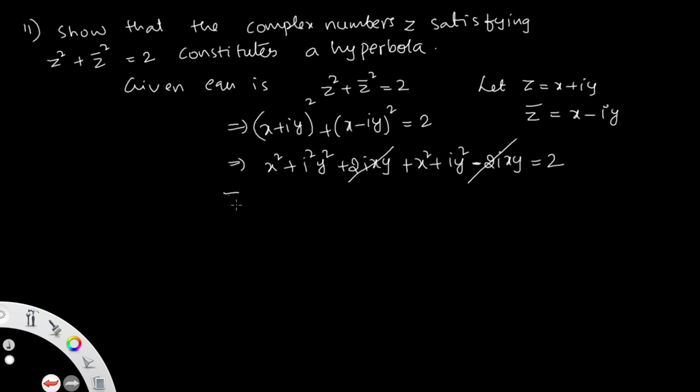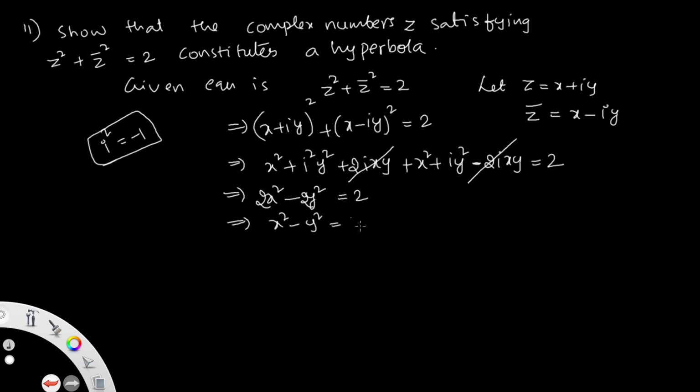Then x square, and i square means what? Always remember, i square equal to minus 1. Then you get minus y square. Here also, it makes 2x square and 2y square equal to 2. Taking 2 as common, you get x square minus y square equal to 1.